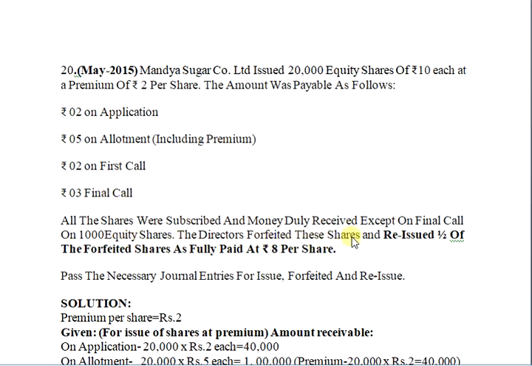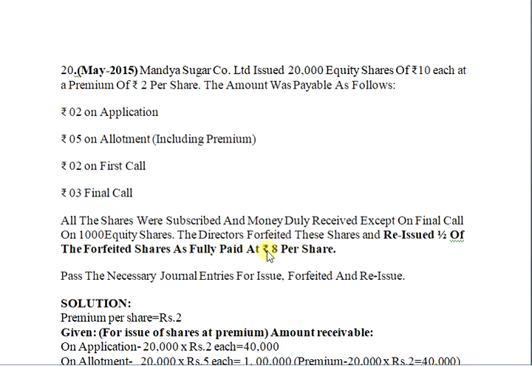The directors forfeited the shares and reissued half of the forfeited shares as fully paid at rupees 8 per share. In previous problems, what we used to do is, if 1000 shares were forfeited, the same 1000 shares would be reissued. But here in this problem, they have given that half of the forfeited shares are reissued. Here 1000 shares are forfeited, and half of that becomes 500 shares. So the forfeiture journal entry we make for 1000 shares, but the reissue will be made for only 500 shares.